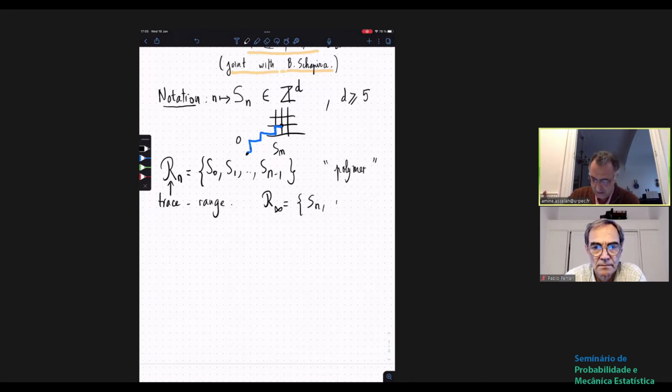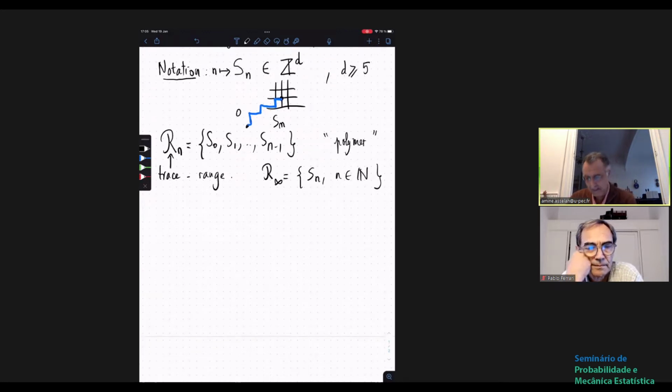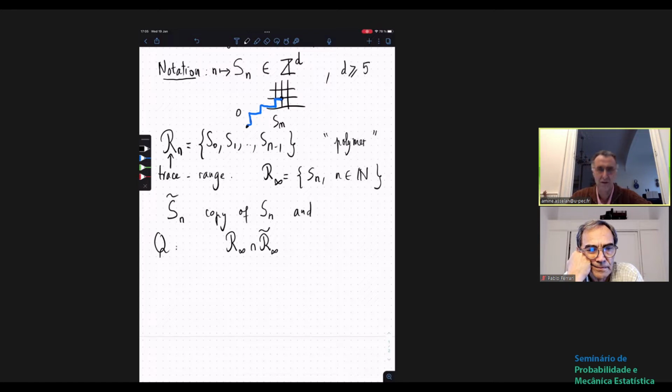So it's all the Sn for all the integers. I take now a second independent random walk. I call it S tilde n. This is my independent copy of Sn. And the question I'm interested in is just the intersection of those two sets in infinite time horizon being large. And the real question is how the two random walks organize themselves to have this thing large, bigger than something.